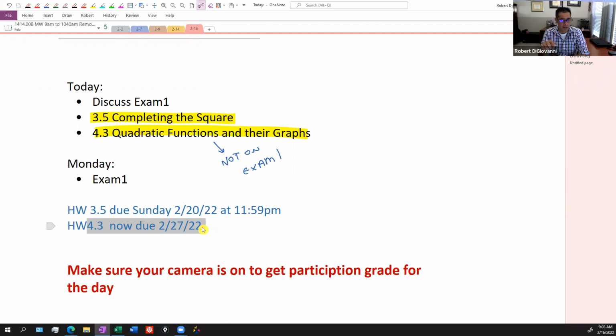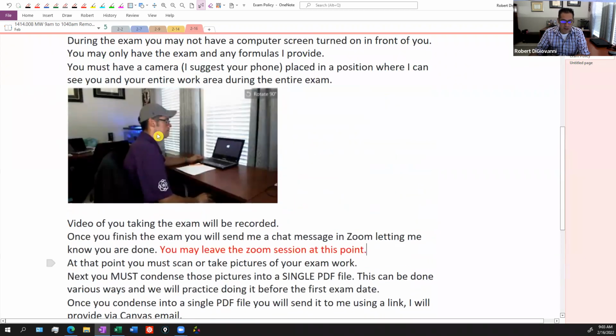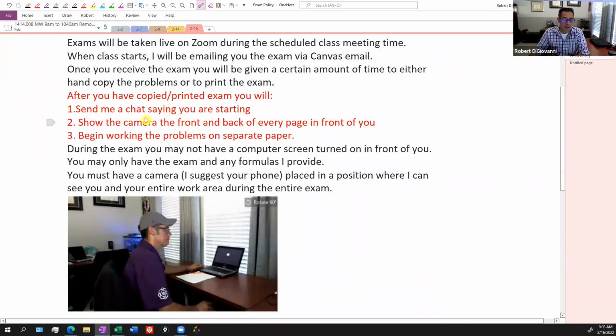I'm going to talk about the exam. I was trying to wait and let everybody get here. So let's talk about the exam. What I've done is I pretty much copied and pasted the exam policy that I have in the syllabus. That's what you're seeing here, with the exception of what's in red. What's in red, I've added to this.